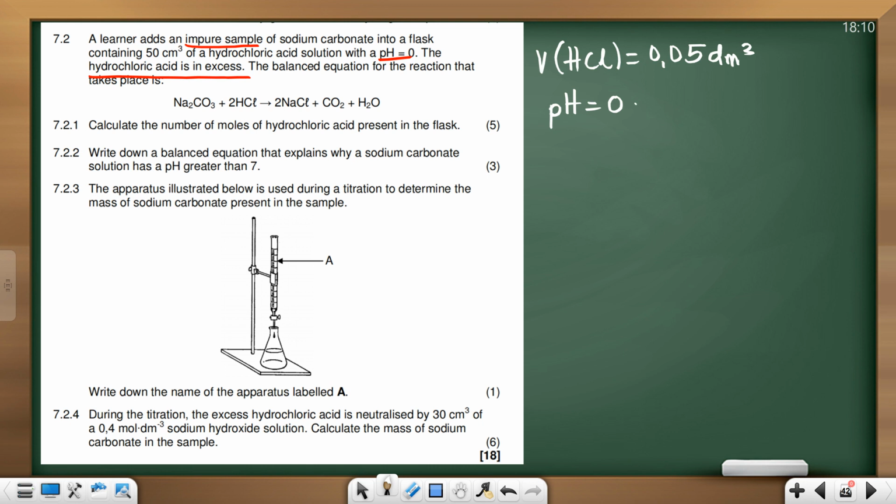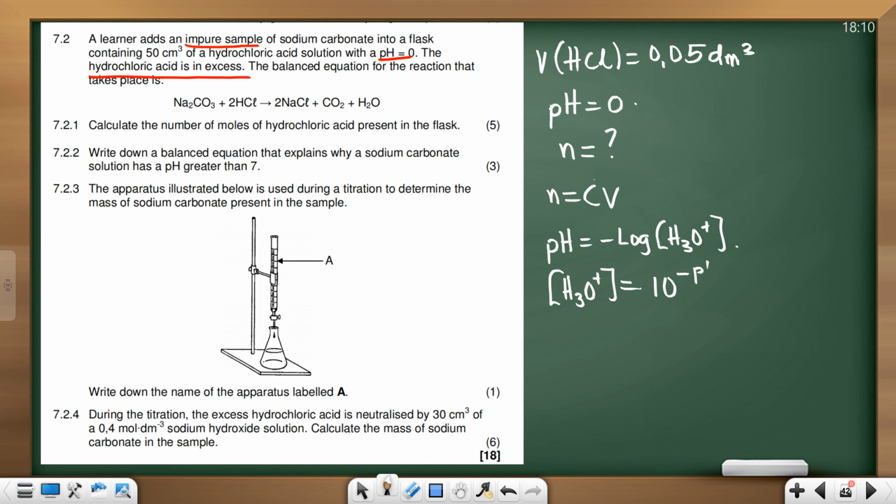Life is easy. We want number of moles. Please always start from what they ask you to calculate. It's always easy. Number of moles is CV. I'm sure you all know where I got that formula from. But I do not have concentration. Wait. pH is negative log of that. And I gave you a formula a while ago. The concentration of hydronium ions is 10 to the power negative pH. Please know that formula as well.